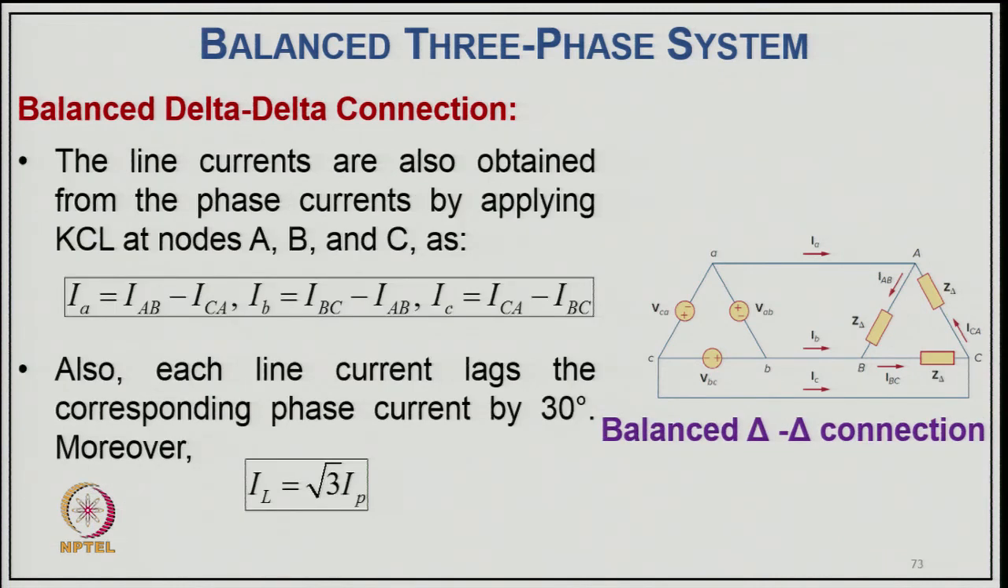Now, in a balanced delta connection, the line currents are also obtained from the phase currents by applying KCL at nodes A, B, C on the load side. So, Ia will be equal to Iab minus Ica, Ib equal to Ibc minus Iab, and Ic equal to Ica minus Ibc. Also, each line current lags the corresponding phase current by 30 degrees. Moreover, IL equal to root 3 times I phase, like we got in the earlier delta case.